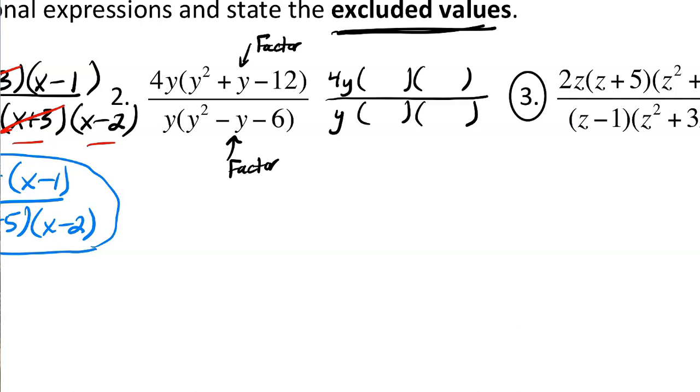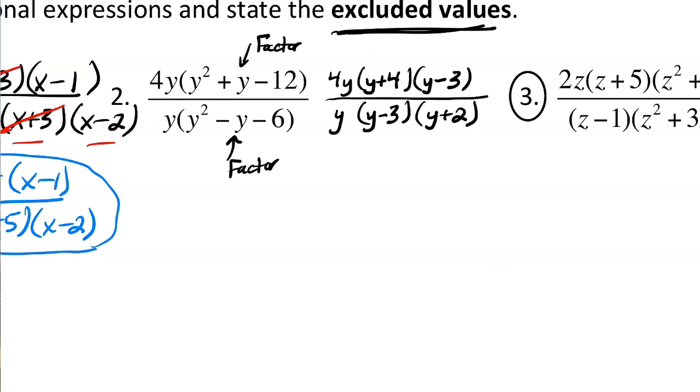So factoring in the numerator, we would get y times y is y squared, and we'd have a negative 4 and a plus 3. That would multiply to negative 12 and get us to positive. Oh, no, we need a positive. So that would be a plus 4 and a minus 3. There we go. And then in the denominator, we'd have a y minus 3 and a y plus 2. That should multiply to negative 6 and get us to negative y in the middle.